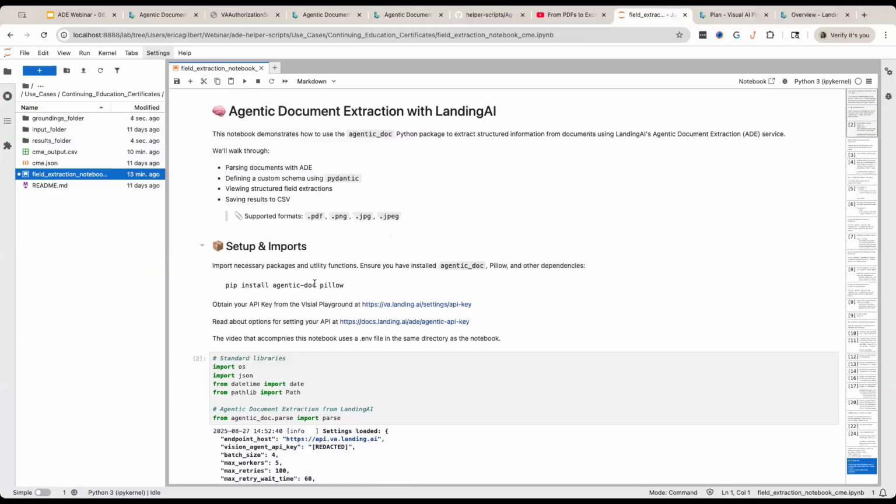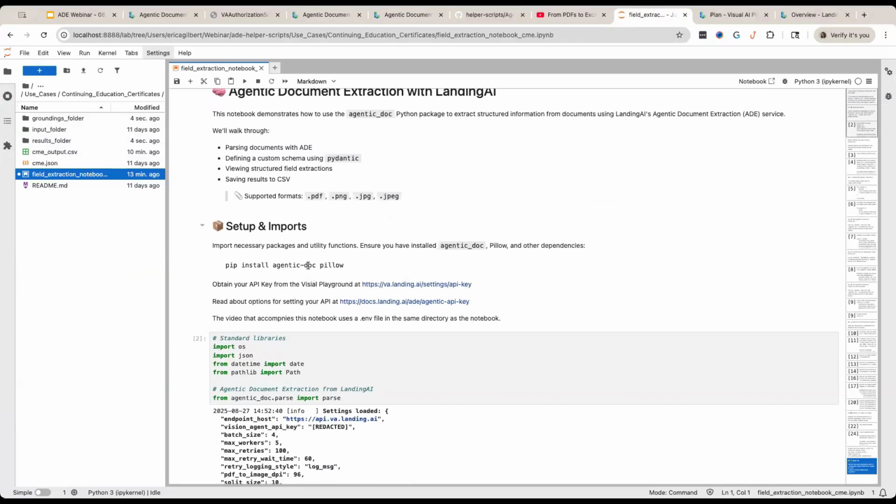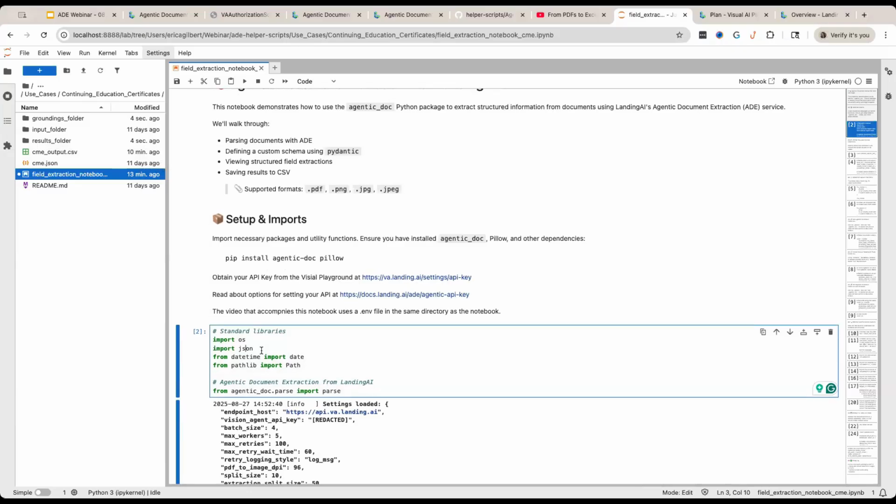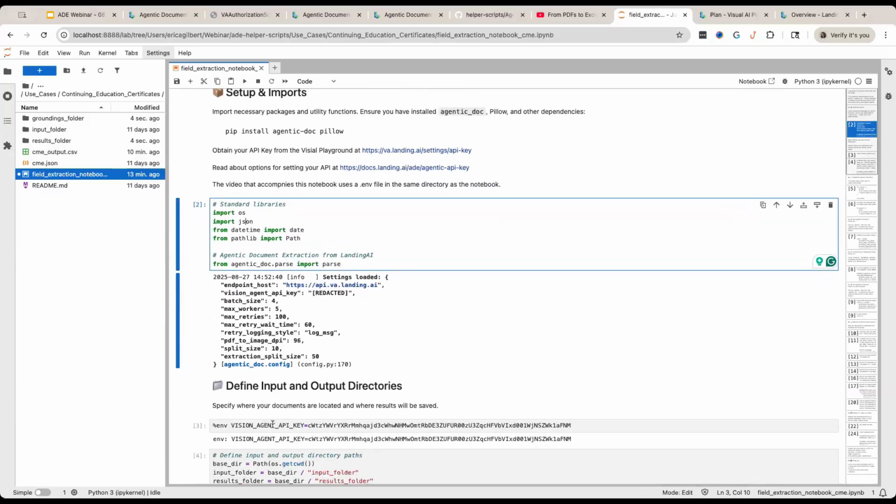There are some important items that you want to make sure you've installed at the beginning. So here, make sure you do the pip install agentic-doc pillow. You'll run through the standard libraries here. I did just run this 10 minutes ago in case there were internet connectivity issues. I'm not going to run everything live again, but those libraries are then being imported. And I've actually set my API key here, but you can also save that as an environment key directly in your folder here.